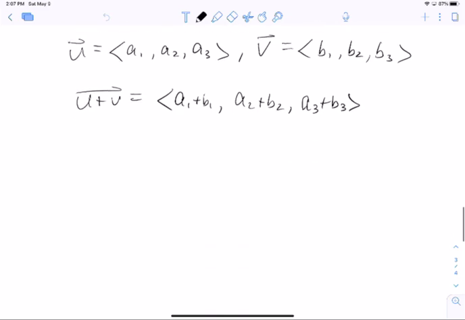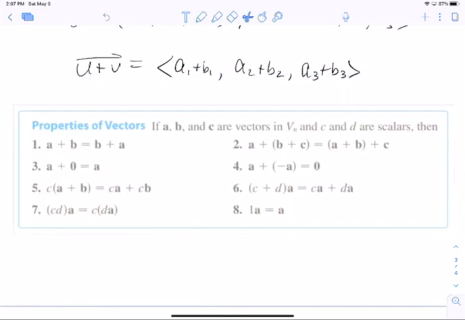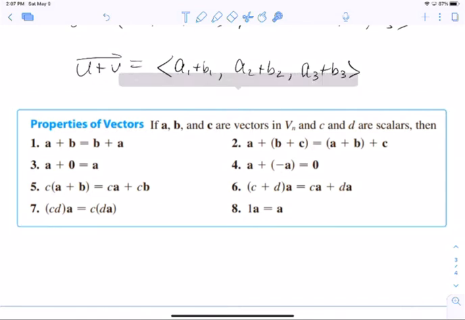And before we move on to the next concept here, I'm going to give you a screenshot actually of the textbook here. And it's properties of vectors. And I'm not going to go through all of this here, but one of the things we can see is a plus b is equal to b plus a. So that's the commutative property.